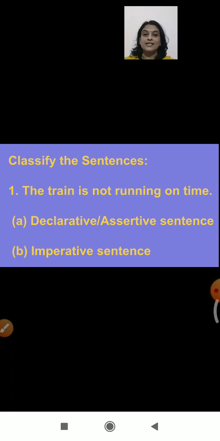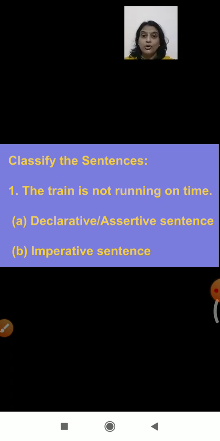Request, advice, order, command, right? So you have to see whether any of these are there. Then of course you can easily find out it is an imperative sentence. And then comes the last one, that is the exclamatory sentence, where you have sudden and strong feelings, isn't it? The feeling of anger, happiness, surprise, sorrow or fear, right? So any feeling. So that is the exclamatory sentence.